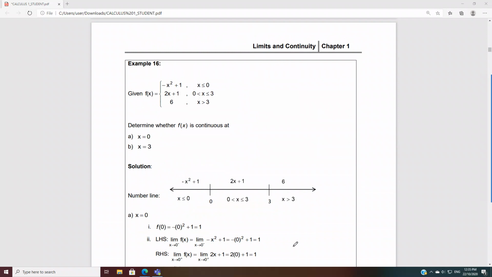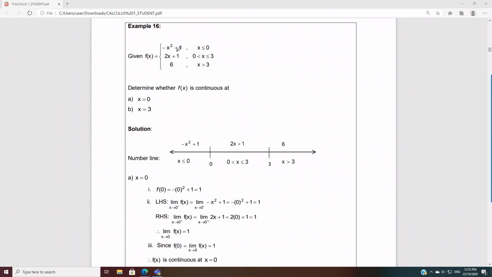Okay, so look at example 16. We have a piecewise function. The first function is negative x squared plus 1 when x is less than or equal to 0, 2x plus 1 when x is greater than 0 and less than or equal to 3, and 6 when x is greater than 3. Okay, so determine whether f(x) is continuous at x equals 0.